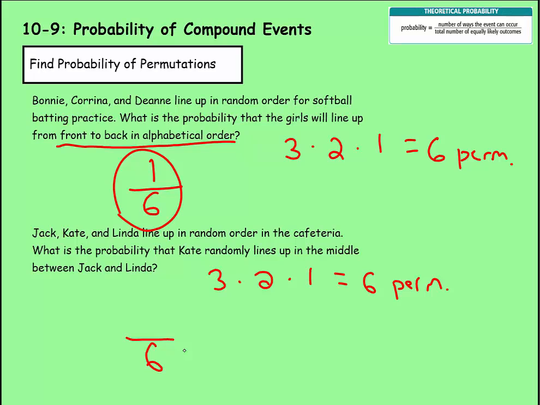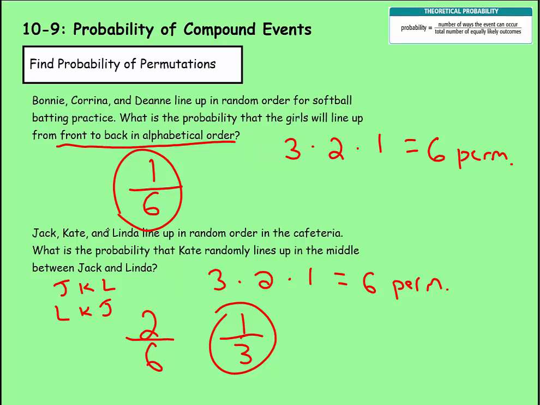So now let's think about it this way. Kate could be in the middle if Jack was first. It could be Jack, Kate, Linda. It could also be Linda, Kate, Jack. Either way, Kate is in the middle. So that means that there's 2 total possibilities with Kate in the middle, meaning that our total number of ways that it could occur would be 2. So we have 2 over 6, which would be 1/3.